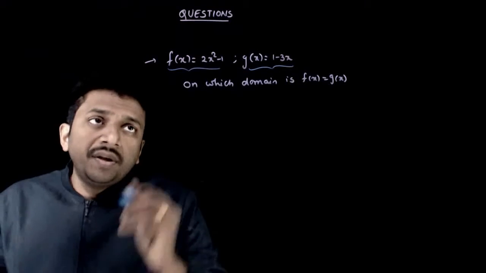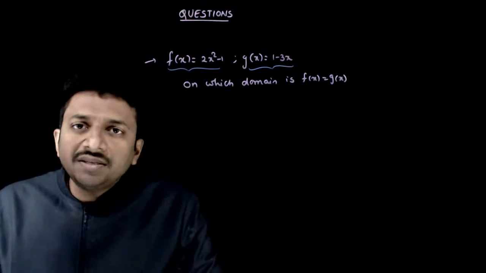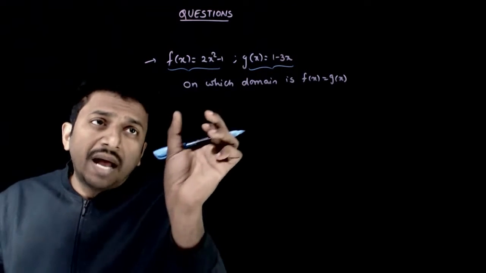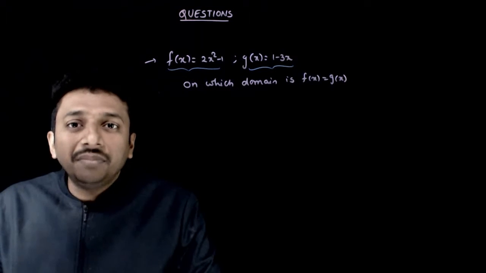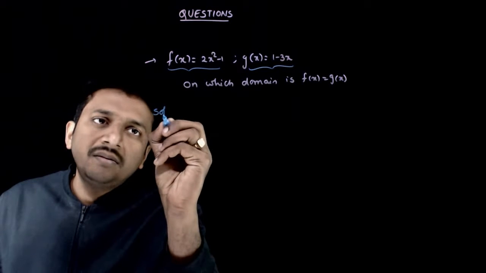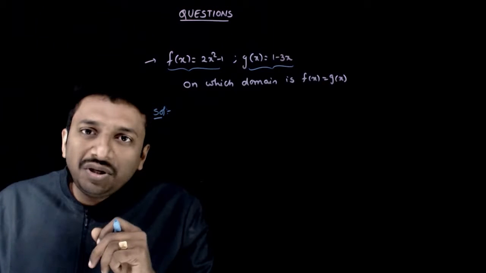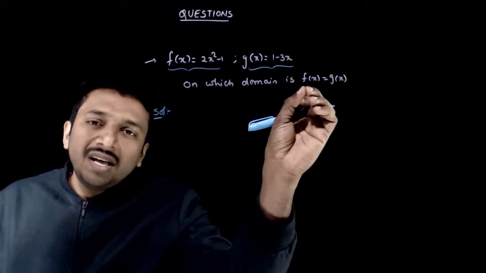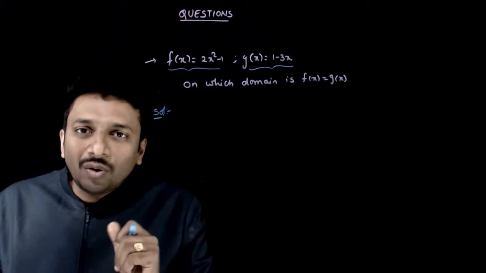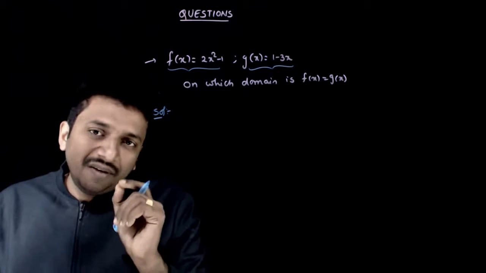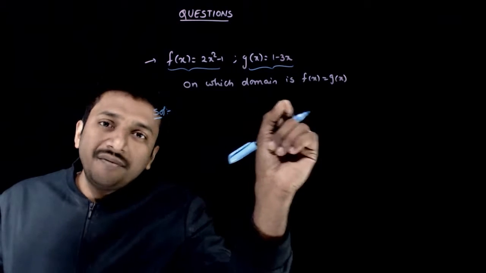So in this question you are given that f of x is 2x square minus 1, g of x is 1 minus 3x. And you are asked to find the domain on which these two functions become equal. So what is the meaning of f of x is equal to g of x? That is, f is equal to g if they are defined from same domain to same codomain and their definitions are equal. Their functional values are equal for every element in the domain.